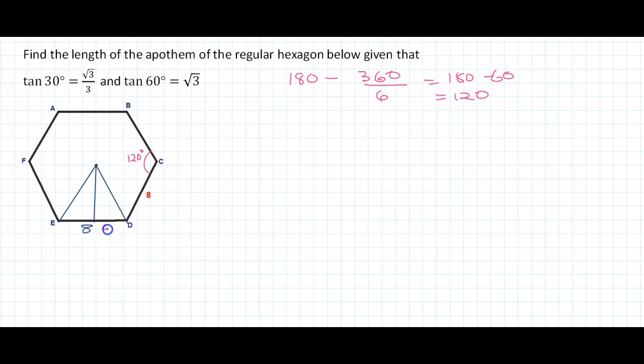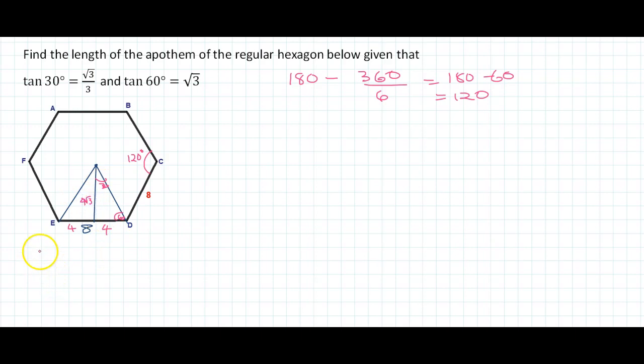So we now have 4 here and 4 here. If this is 120, this is going to be 60, and this is going to be 30. We need the information here to find the apothem. You can see that the side opposite 30 is 1/2 of your hypotenuse, but the side opposite 60, which is our apothem, is going to be the square root of 3 multiplied by the side opposite 30. So this is going to be 4 square root of 3.